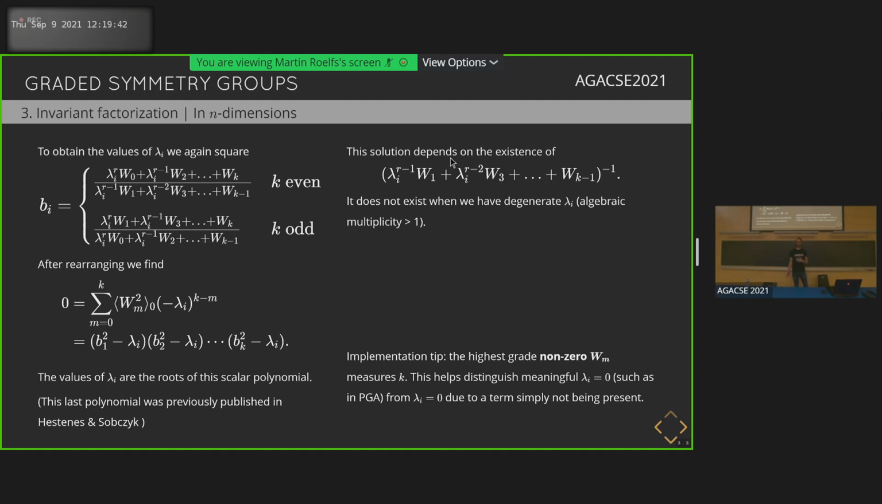So the way you would implement it is you check what the highest grade non-zero Wm is, and that gives you the grade of the k reflection. So that would be the numerical check to make sure when to stop, and then any lambda zero you find after that is still a valid and meaningful term.